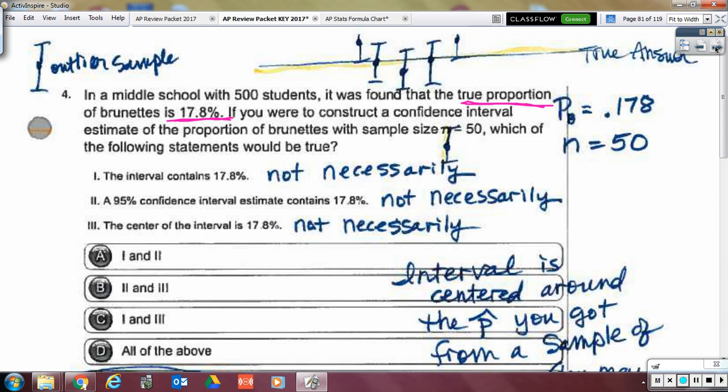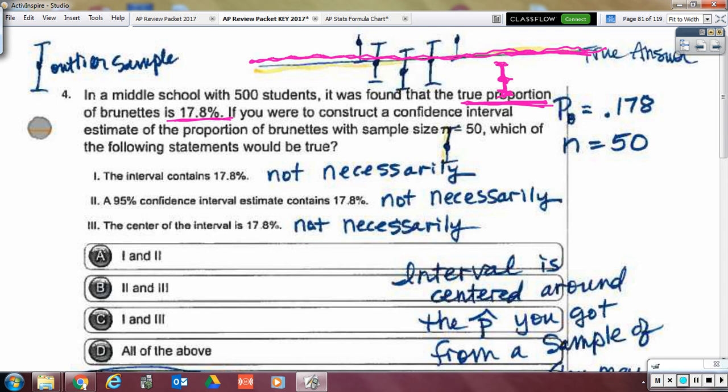All right, moving on. Okay, so here, what happened was they know that the true proportion of brunettes in the middle school is 78.8%. So they know. Imagine this pink line here is the real answer for the whole middle school. Well, you go take a sample of 50. And the question is, what can you say about your sample results and the interval that you made from your sample? So you could have gotten this proportion right here, and you could have made this sample interval right here. So can you say that your interval contains this 17.8%? Not necessarily. Well, it might, but it doesn't necessarily. Look, I could have gotten this sample and this interval, and this interval is not including that 17.8.